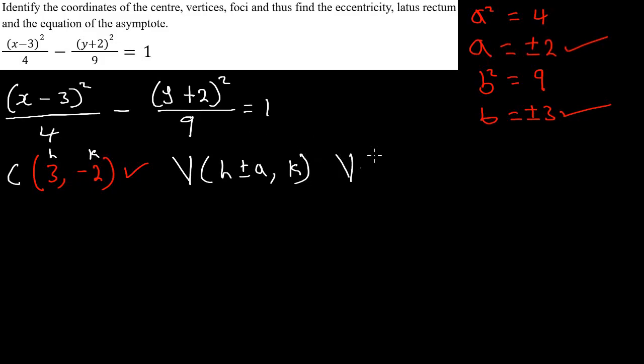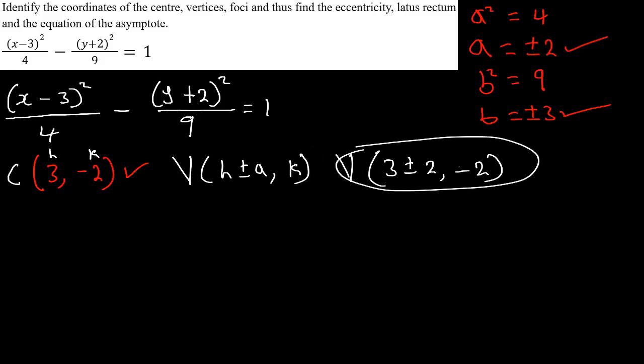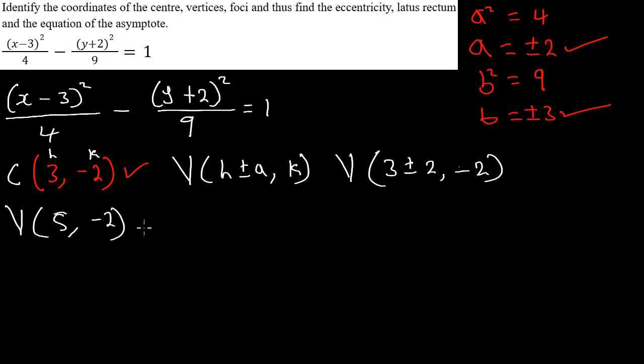So that's what we're going to do right now. So V will be 3 plus or minus 2, K is what? K is minus 2. Excellent. Now, if you want, you can split this coordinate, and if you don't want, you can leave it like that. It's advisable to split it out. So the vertices will include 3 plus 2 is 5, minus 2, and 3 minus 2, 1, minus 2. So these are the vertices of the hyperbola.